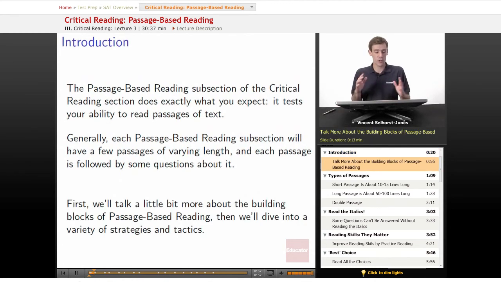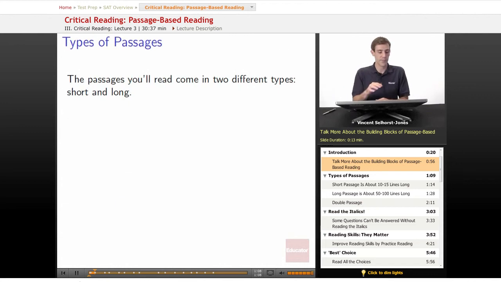First, for this lesson, we're going to talk a little bit more about the building blocks that make up passage-based reading, just what you'll be seeing. Then we're going to dive into a huge variety of strategies and tactics that will give you an edge on taking this part of the SAT.